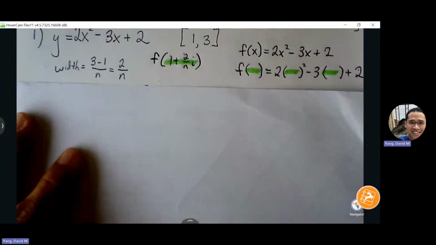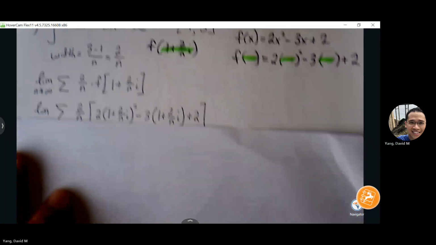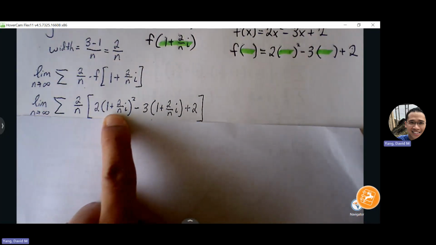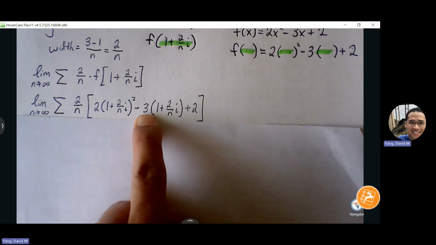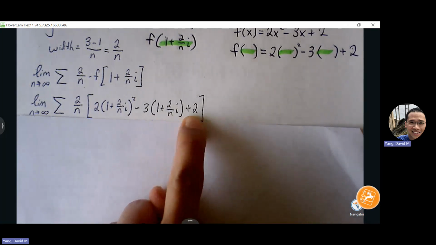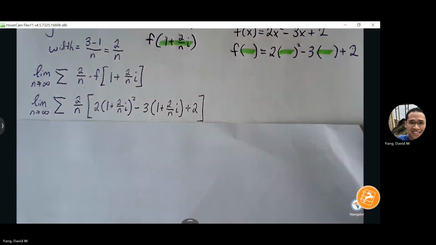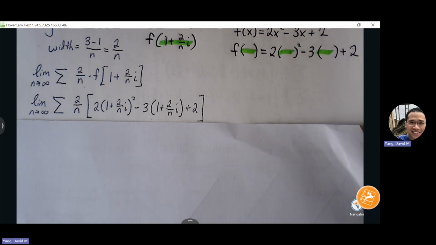Okay, so we do that. So 2 times (1 plus 2 over n i) squared minus 3 times (1 plus 2 over n i) plus 2. Now this should feel like day 1, where we just have to clean all this up, fold everything out, distribute the 2 over n, work in our summations, and then evaluate our limits.